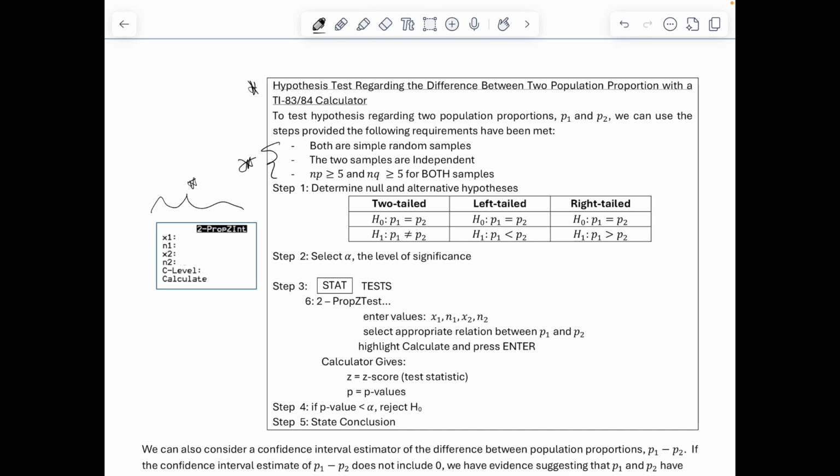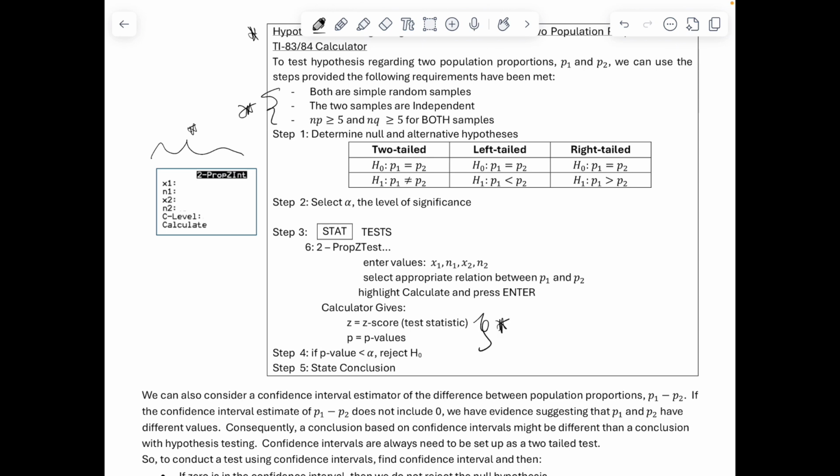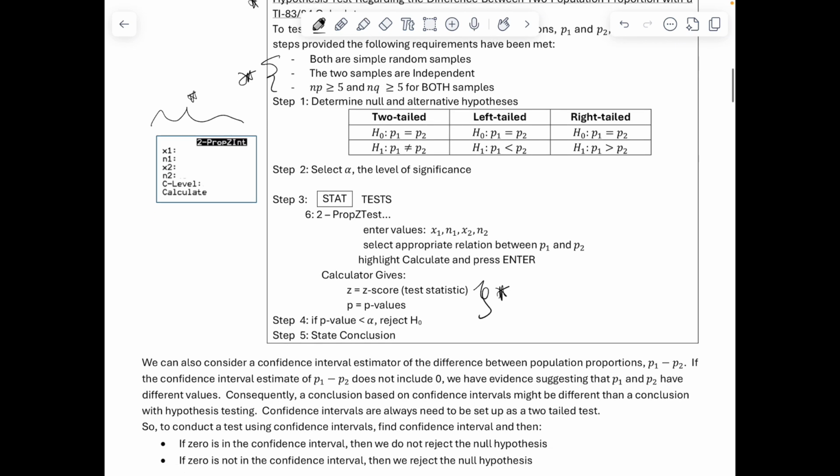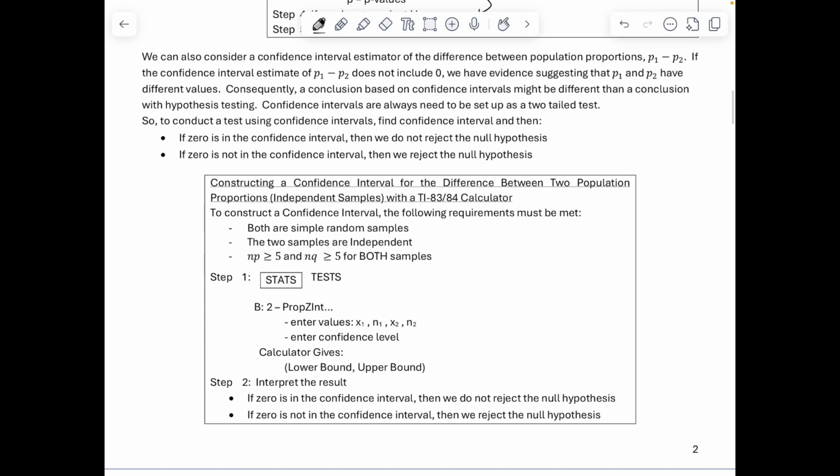So next, you're going to enter the values for x1, n1, x2, n2. Select the appropriate relationship between p1 and p2. That would be the alternative hypothesis. And then calculate. From there, we're going to get two outcomes that are important to us. One is z, which is our test statistic, and p, which is our p-value. You'll notice that this is the same as what we've seen in the previous chapter. If the p-value is less than alpha, we reject our null hypothesis and then state our conclusion as we've done before.